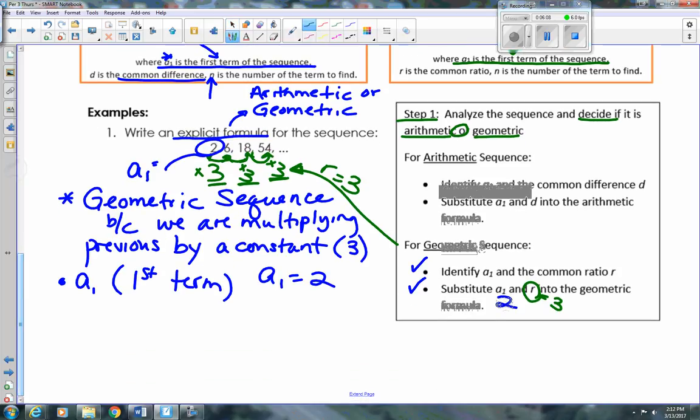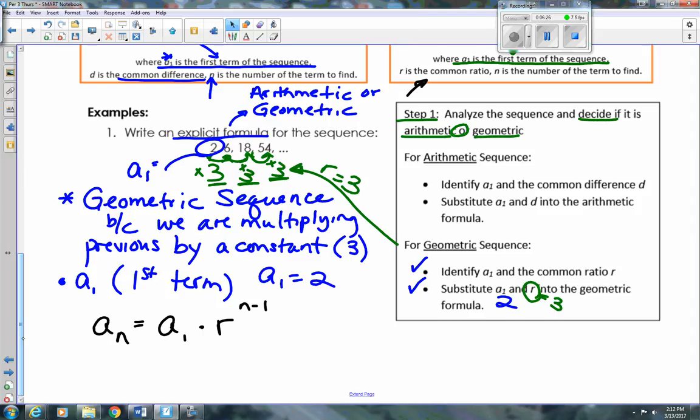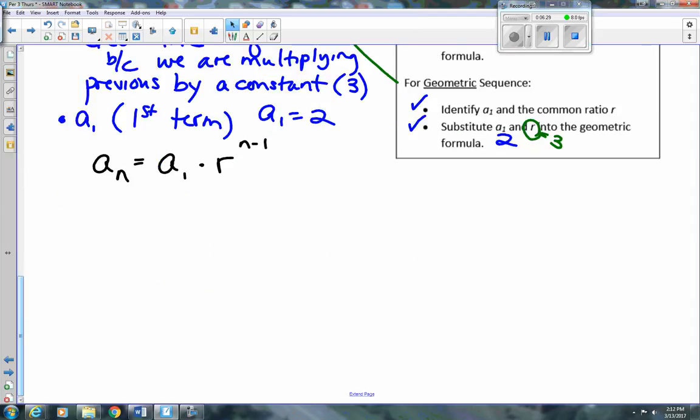My geometric formula, right from this box up here, says A subscript n is equal to whatever A1 is, multiplied by whatever R is, to the n minus 1 power. Now, all I'm going to do to get my formula is substitute in the 2 for A1. So this is getting replaced with a 2. And I'm substituting in a 3 for R. And I'm going to rewrite my equation.